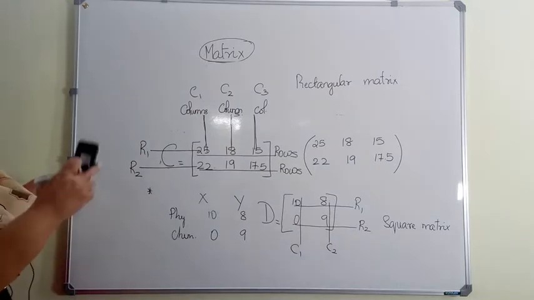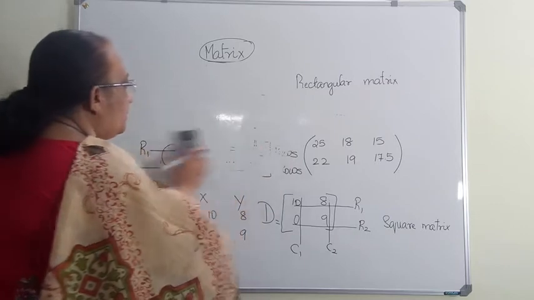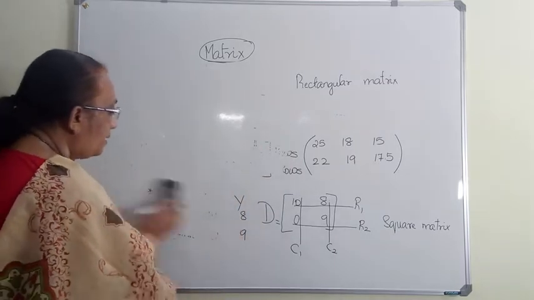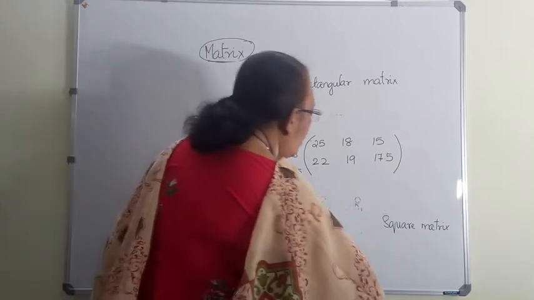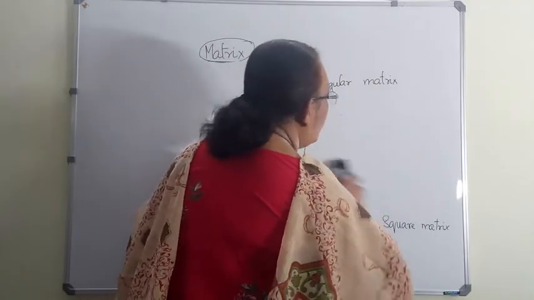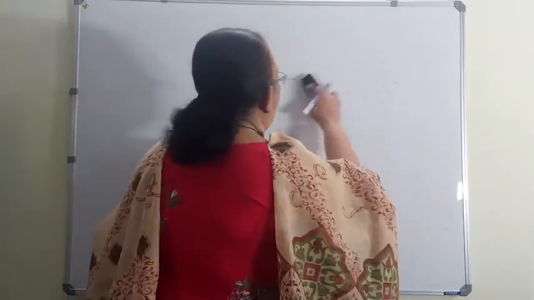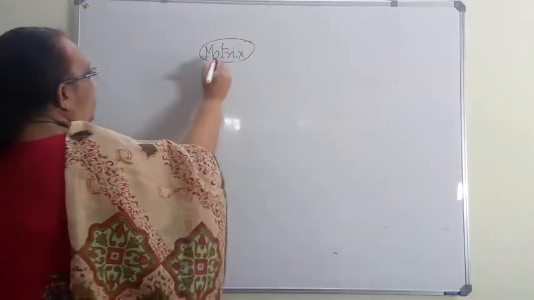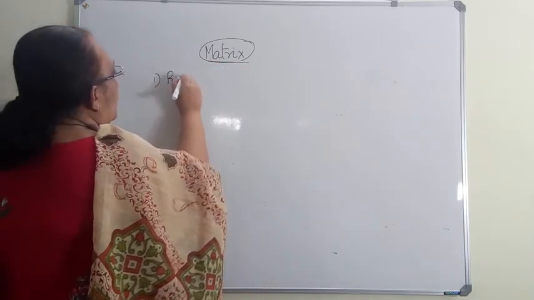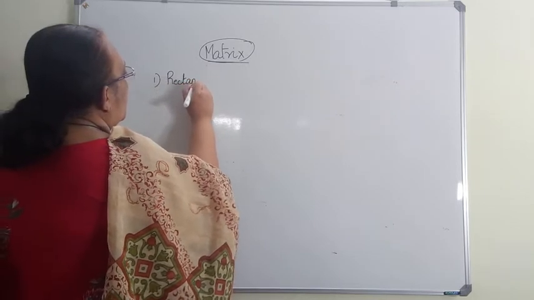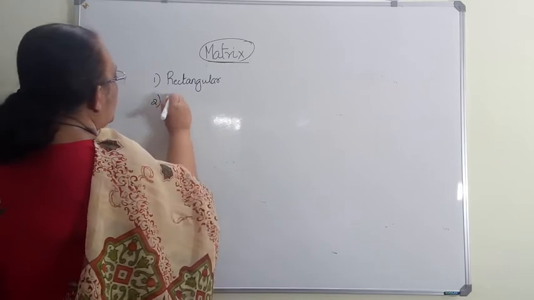Now, let us consider, since we are just in the introductory part of the chapter, we have to consider more definitions, more terms. Only then can we come to the application level. So now we know what a matrix is. Then we know what a rectangular matrix is. What is a square matrix?